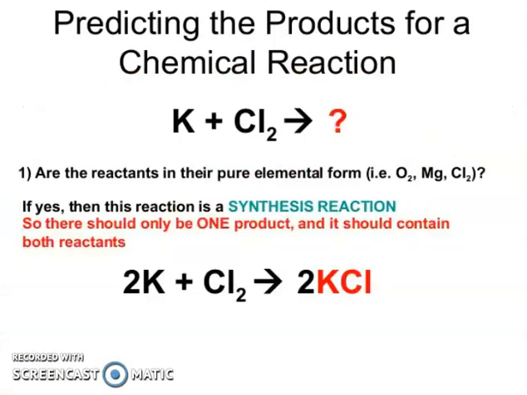So predicting the product for a chemical reaction. Potassium plus Cl2, what product? Are the reactants in their pure elemental form, like O2, magnesium, Cl2? If yes, then this reaction is a synthesis reaction. So there should be only one product, and it should contain both reactants.